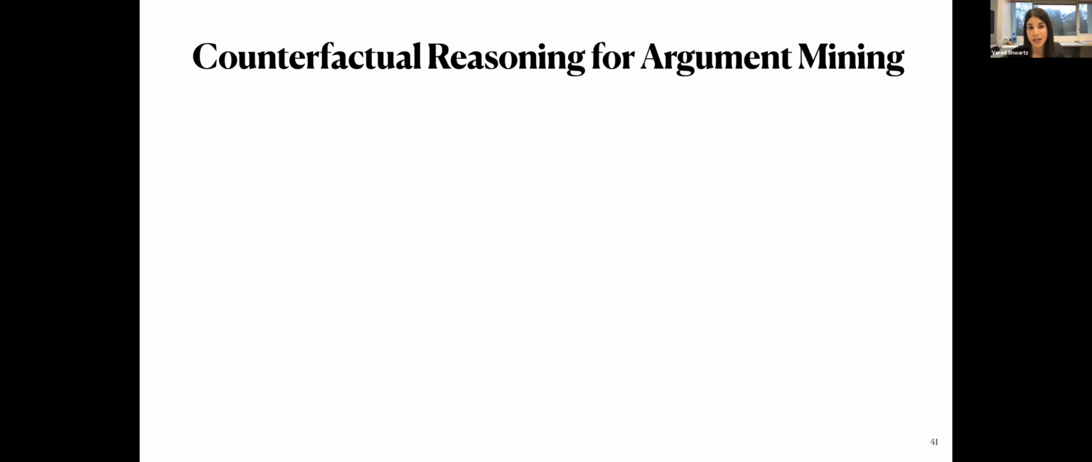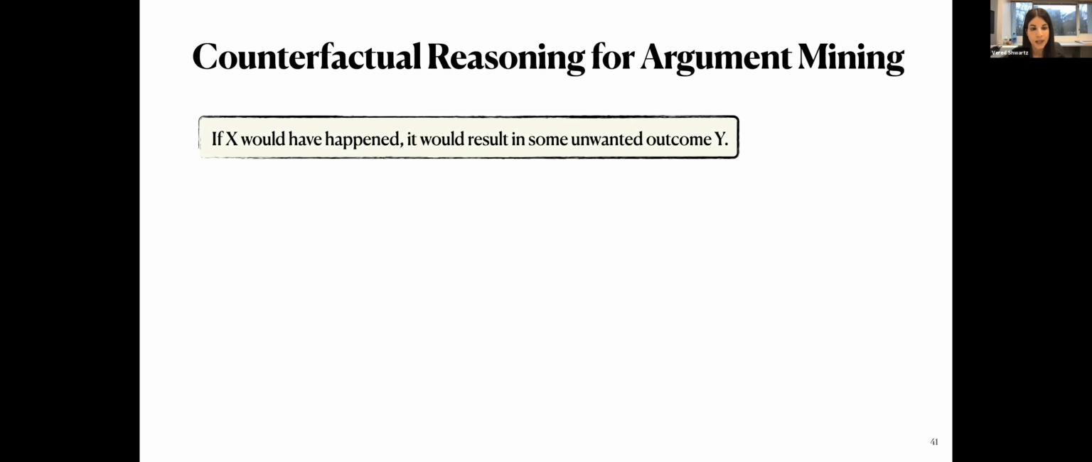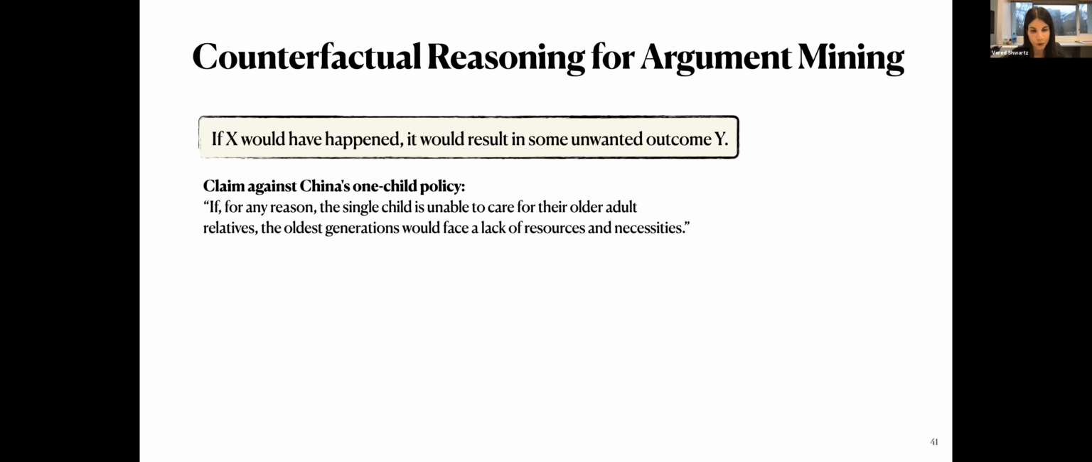One of them is argument mining. If you have claim X that you want to make an argument against, you can suggest that if X would have happened, that would result in some unwanted outcome Y. Here's an example from a few years ago, from an argument mining data set. It's a claim against China's one-child policy. And it says, if for any reason the single child is unable to care for their older adult relatives, the oldest generations will face a lack of resources and necessities.